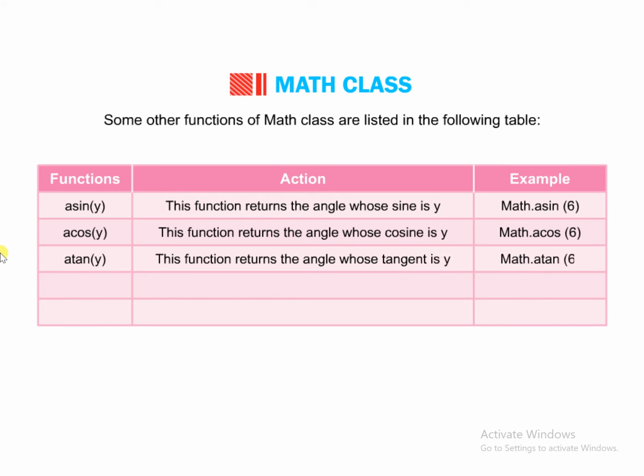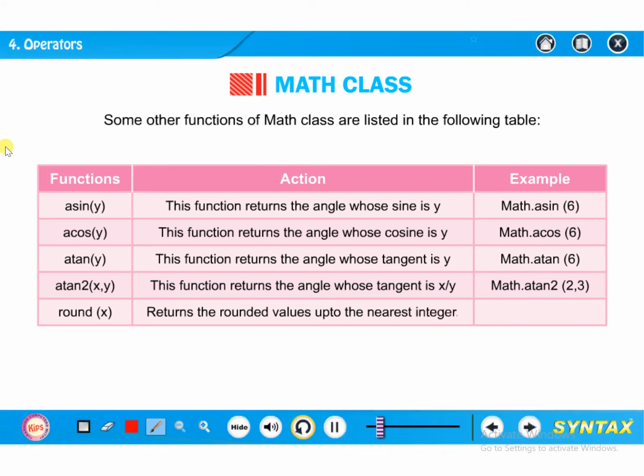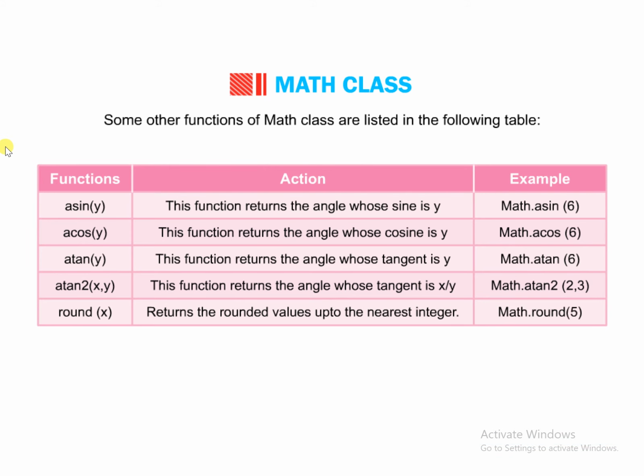Math.atan(6). atan2(x, y). This function returns the angle whose tangent is x by y. Math.atan2(2, 3). round(x) returns the value rounded to the nearest integer. Math.round(5).